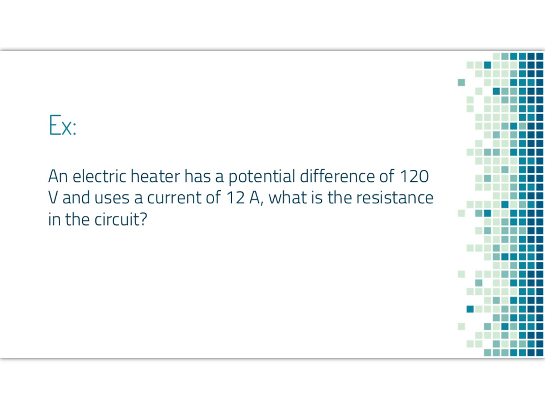So let's put these into play. An electric heater has a potential difference of 120 volts and uses a current of 12 amps. What is the resistance in the circuit? So what we should do and get in the habit of is writing out what we know. A potential difference of 120 volts tells me that our voltage is 120 volts. So I write the symbol that I would find in our mathematical equation and then what the value for that was. It also has a current of 12 amps.